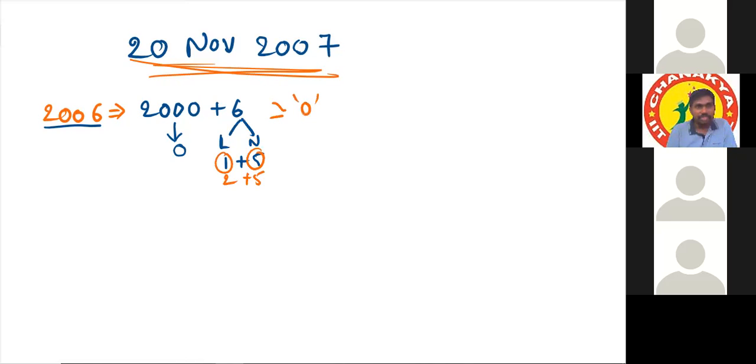Next, 2007 is also completed up to 20 November 2007.